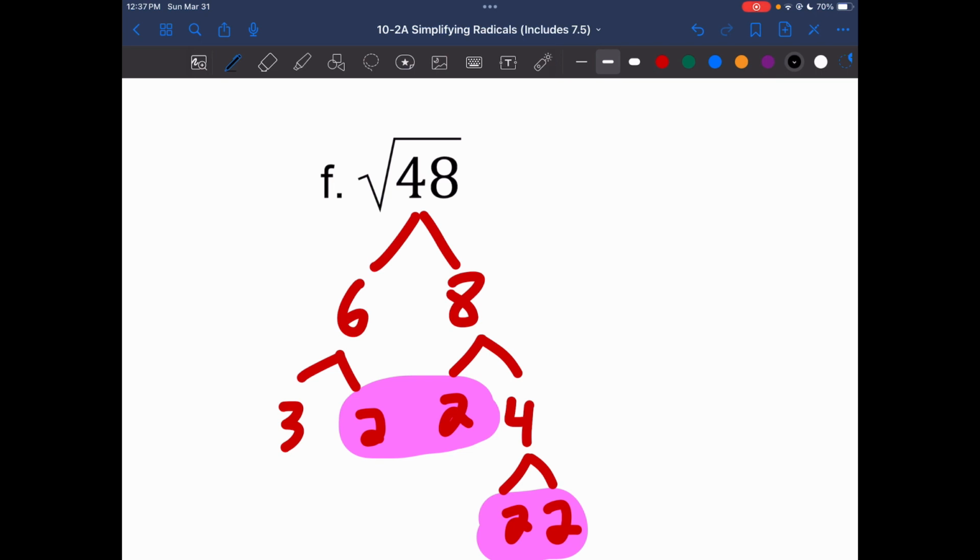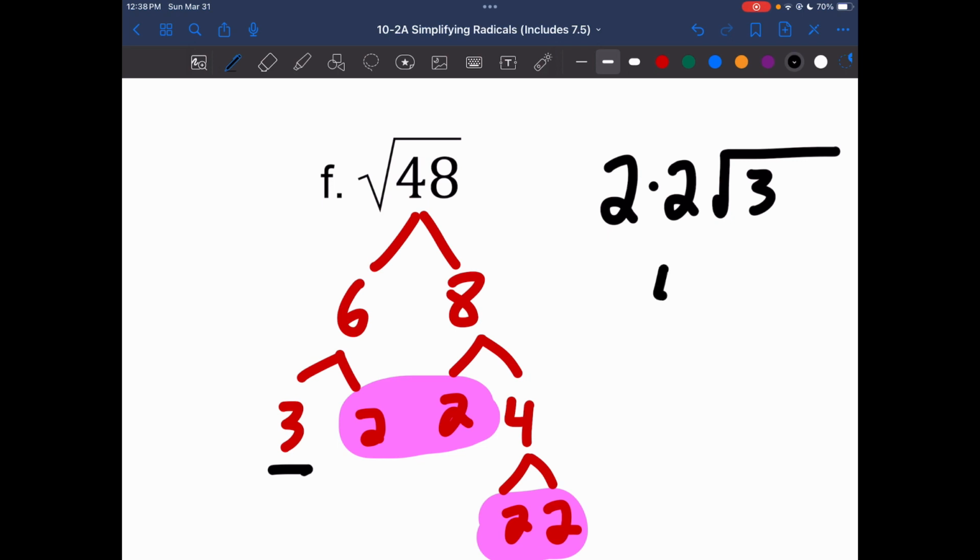So we bring out each of those pairs. We have a 2 and we have a 2. And what's left under our radical? The 3 is all by itself. Then we simplify on the outside. 2 times 2 is 4 times the square root of 3. So the square root of 48 simplifies to 4 times the square root of 3.